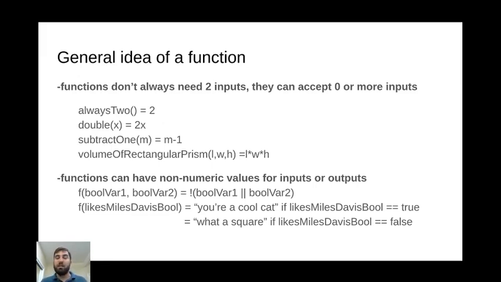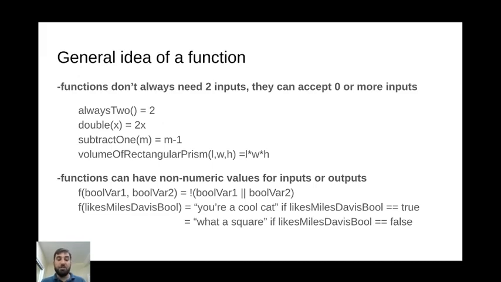As I said, when we're programming, we might have functions when we define them that take in no inputs, and that's valid. Take a look also at the example double x, where it takes in 1 input named x. It doesn't always have to be x either. We have subtract 1, with the input named m. And then if you take a look at volume of rectangular prism, we have actually 3 inputs, and that's fine.